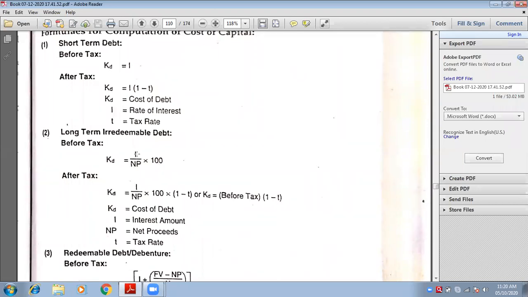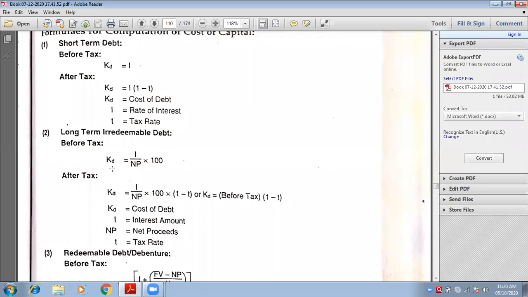I means interest, interest amount, not rate of interest. Here you have to convert it into amount, because NP is also in amount. I cannot be an interest rate. So the numerator has to be converted into amount, and then divide by NP, net proceeds, into 100. This is the formula of before tax.